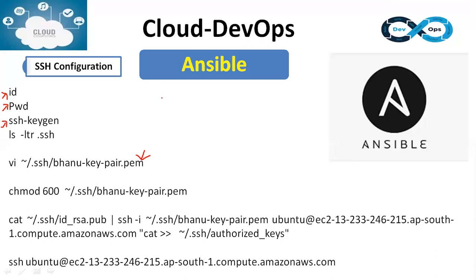So from that one machine, I will configure SSH to the remaining 3 machines, so that without password, I will be able to connect to all the 3 boxes. So first I will launch those 4 machines, and then I will show you how we can connect the SSH configuration.